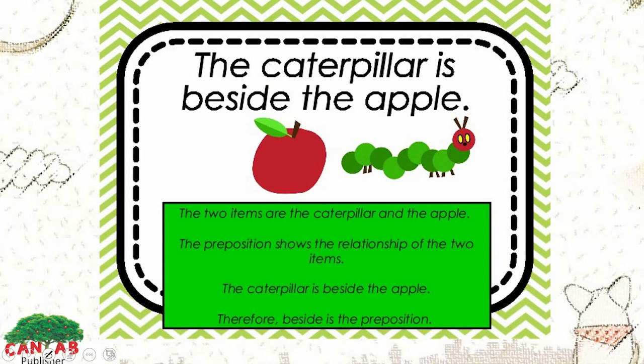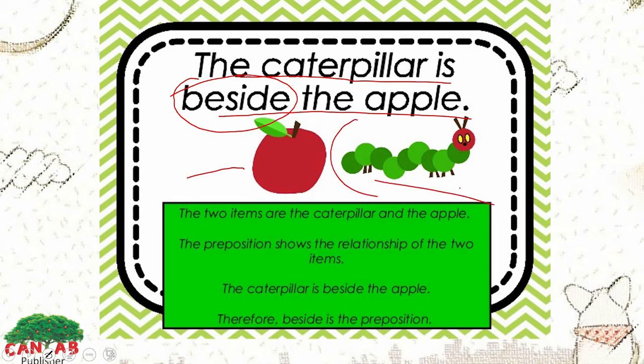This is another example. The caterpillar is beside the apple. In this sentence, beside is what? Yes, a preposition. Beside means uske saath mein. You can see apple is here and caterpillar is here. Caterpillar ab kidhar hai? Apple ke saath hai. The two items are the caterpillar and the apple. The preposition shows the relationship of the two items. The caterpillar is beside the apple. Therefore, beside is the preposition here.